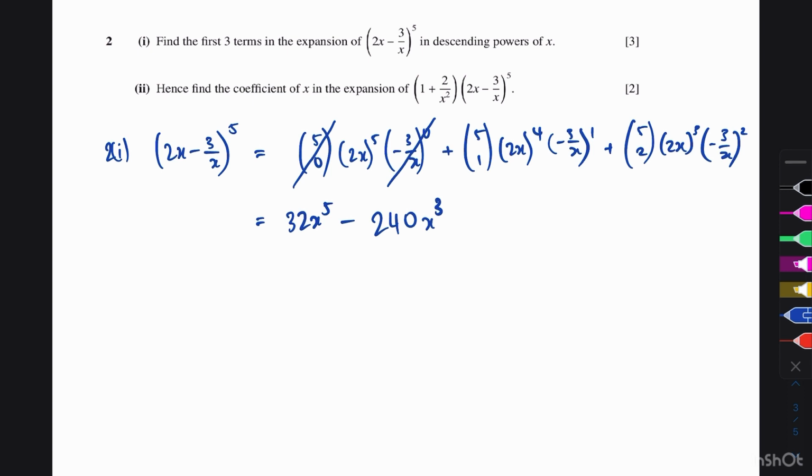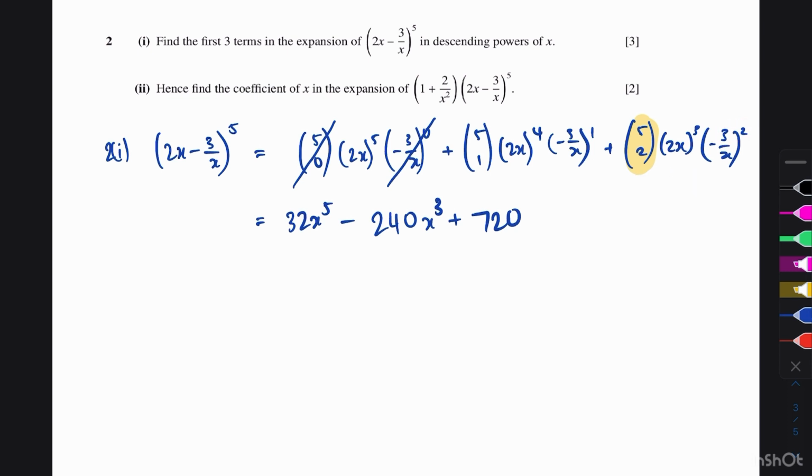And 5c2, that's the last term, 5c2. I'm going to type it into my calculator. That's 10. So this is 10. This is going to be 8. So 10 times 8 times, this is going to be 9. So that's 720 actually. So 720.